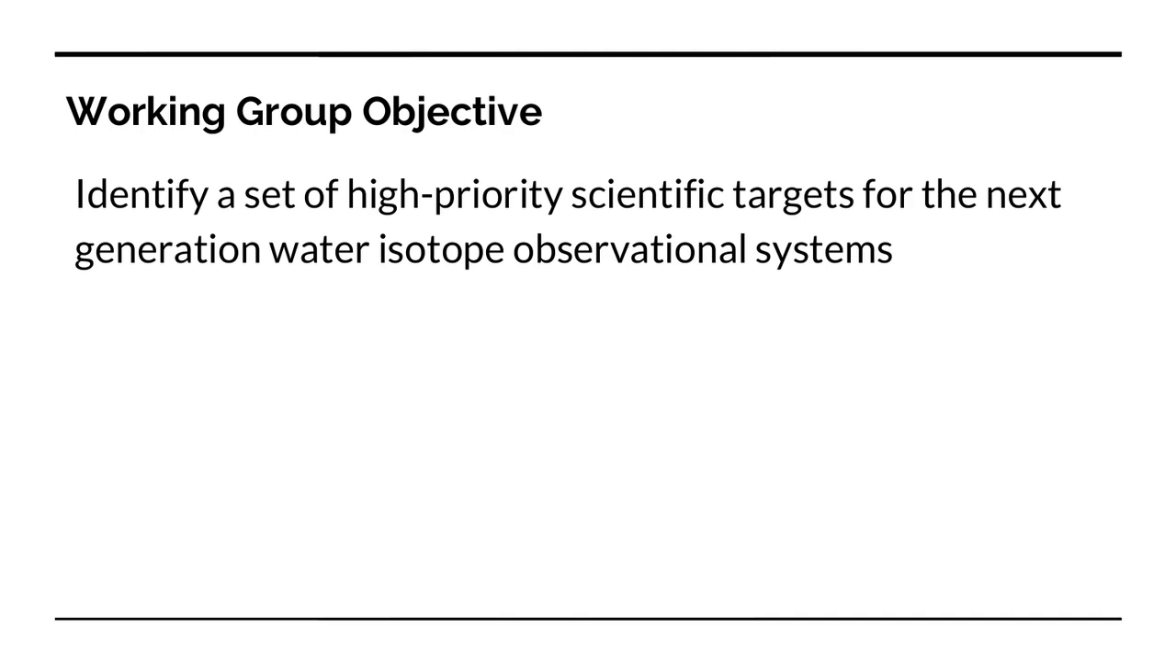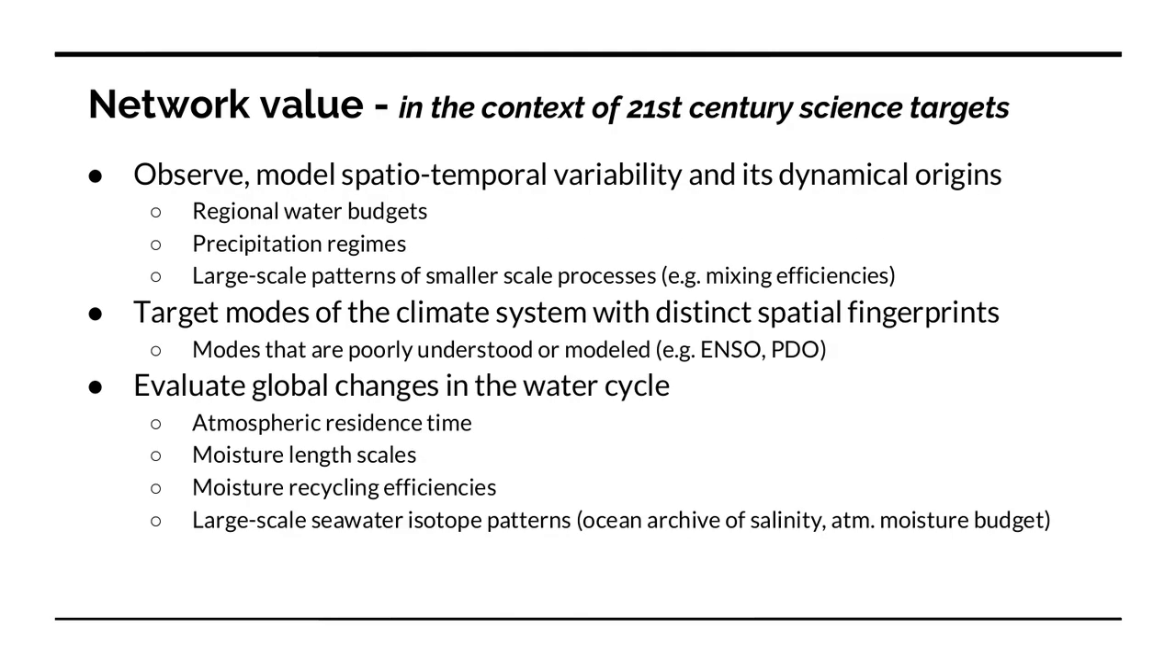So why networks? In particular, in the context of these 21st century science targets that we're going to identify in this working group. So why networks? Fundamentally, we're focusing on this concept of networks because we have to observe spatio-temporal variability in order to understand its dynamical origins in the context of the climate system. And so, simply, we need observations distributed across space. We need observations in more than one place to do this.